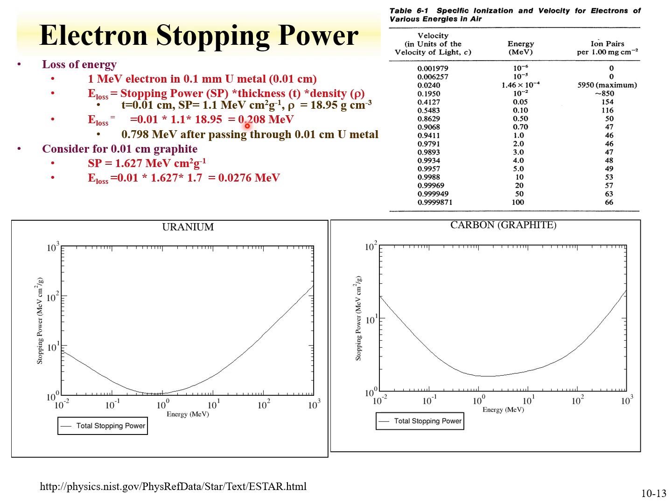The energy loss is equal to 0.01 times 1.1 times 18.95, and that's equal to 0.208 MeV. So that's how much energy loss you have. So one would imagine that a 1 MeV electron would be able to traverse a 1/10 of a millimeter foil and have about 0.8 MeV after passing through it.